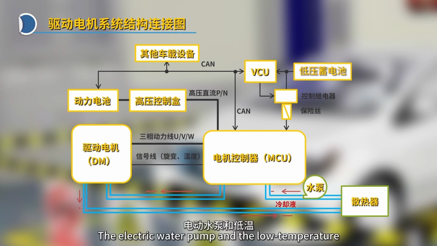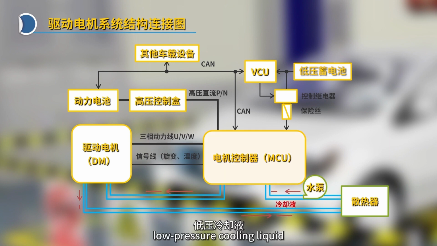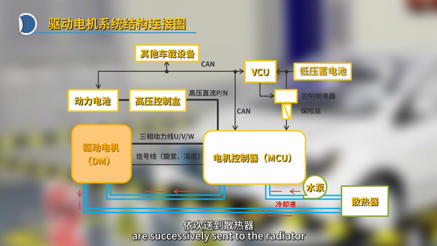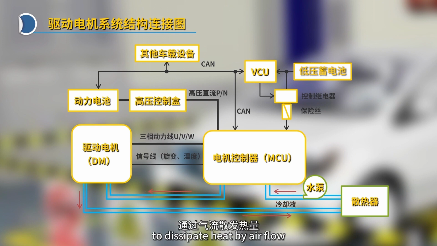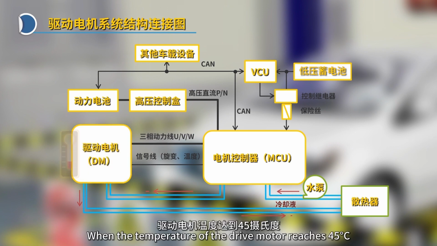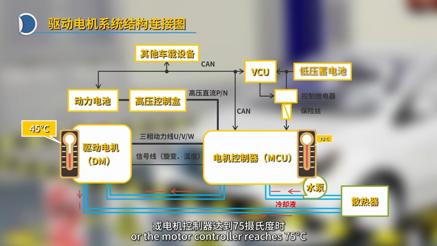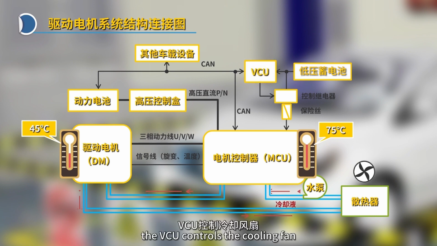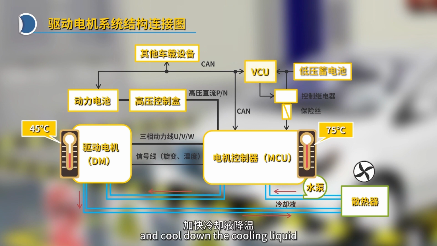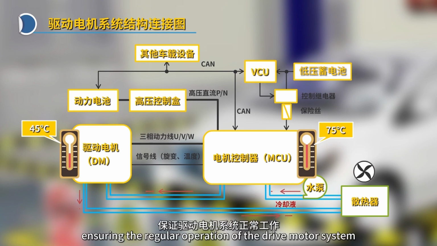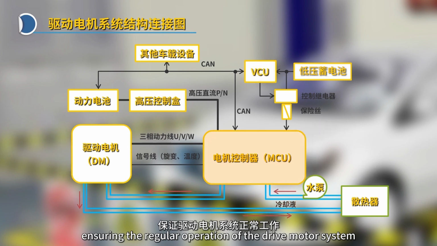The electric water pump and the low temperature, low pressure cooling liquid are successively sent to the radiator through the motor controller and the drive motor to dissipate heat by airflow. When the temperature of the drive motor reaches 45 degrees Celsius or the motor controller reaches 75 degrees Celsius, the VCU controls the cooling fan to speed up the airflow and cool down the cooling liquid, ensuring the regular operation of the drive motor system.